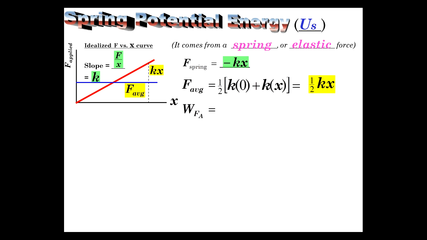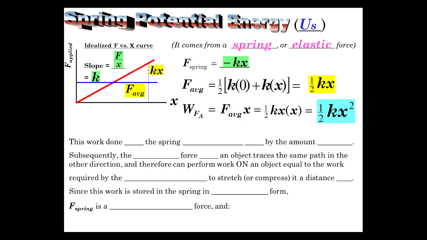Now the work done by the applied force. We're going to stretch the spring. That's the force that arises from that. It's going to be that average force times x. So just the area under here. That average force we just discovered is 1/2 Kx. And then if we stretch it x, the 1/2 Kx gets x multiplied by it, and we get 1/2 Kx squared. That is the work done by the applied force in stretching the spring.